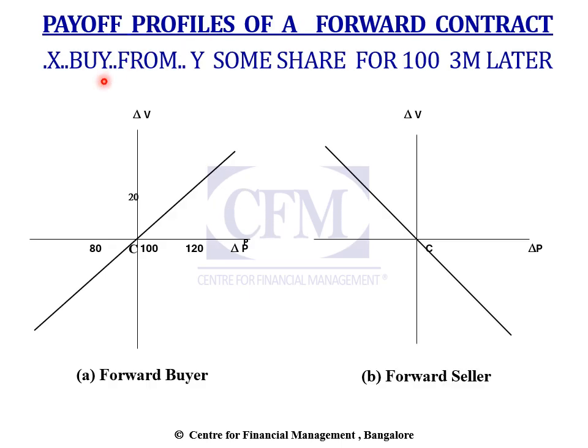Mr. X agrees to buy from Mr. Y some shares for rupees 100 to be delivered 3 months later. This is a forward contract between X and Y. X is the forward buyer and Y is the forward seller. The contract price is C. The payoff profile for the forward buyer, that is Mr. X, is shown by this line. The contract price is indicated by the intersection here. The contract price is 100 rupees. If the price of the share happens to be 120 3 months later, then the gain of X is 20. If the price happens to be 80, the loss of X is 20.